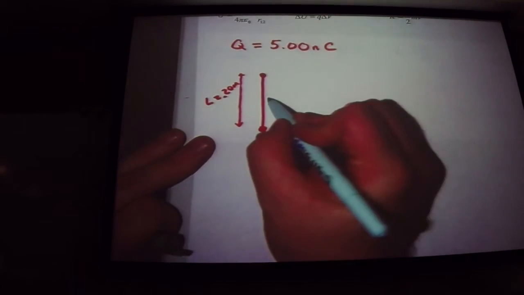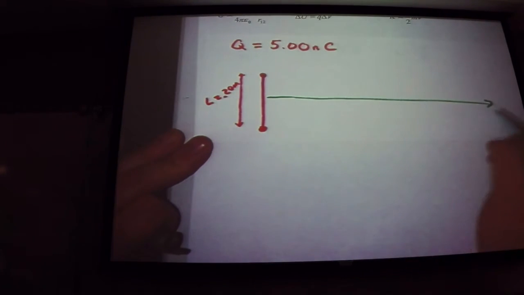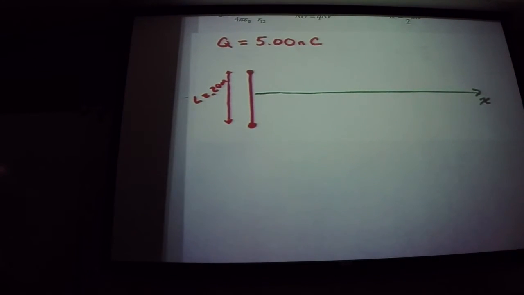Okay, I'm going to be looking at the electric field along the x-axis here. This is why I don't want you to write a bunch of other stuff on your sheets. I want you to be able to think about this instead of writing down a formula.